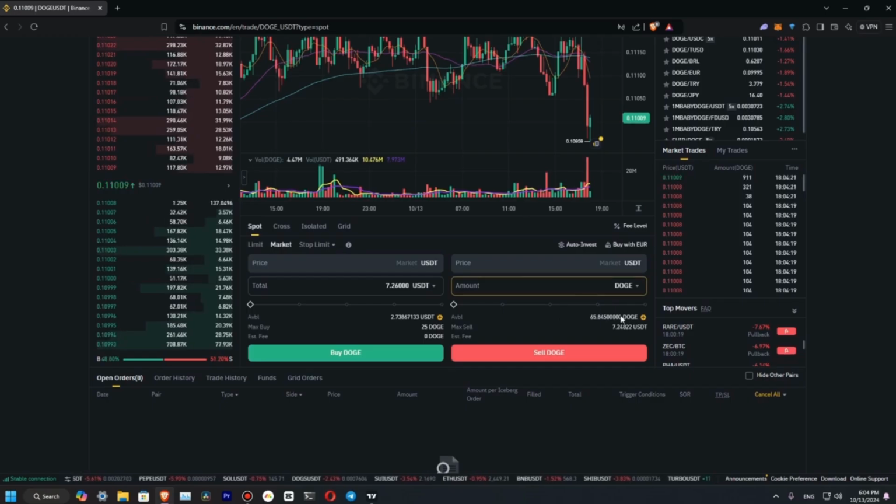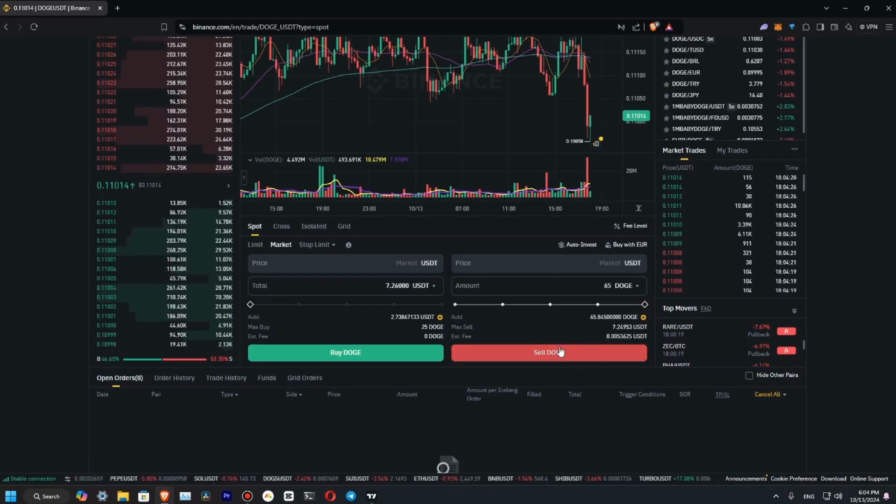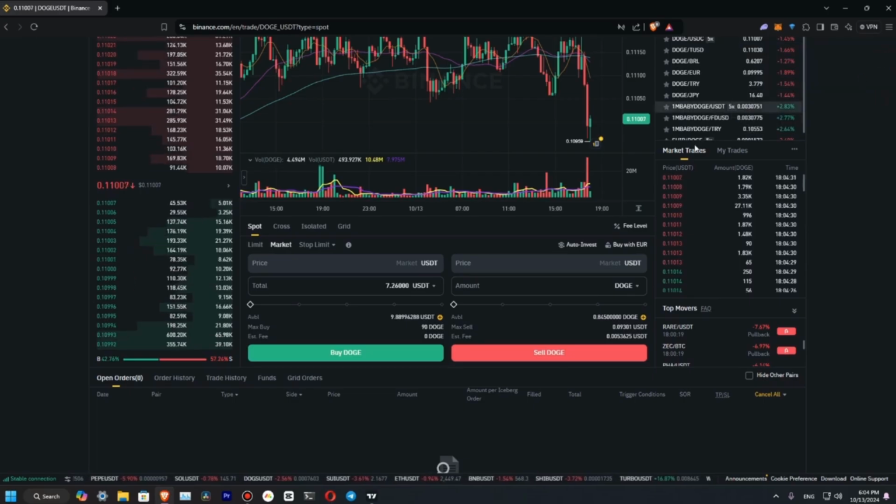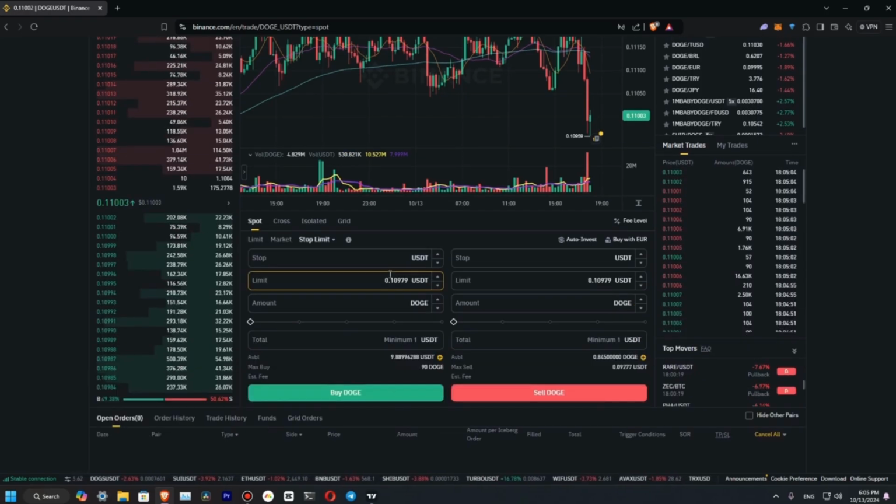You can see that our order is executed and we have 65 Doge on our balance. The same goes for sale. We can sell our Dogecoin instantly. Over here, select sell Doge, and we have successfully sold the Dogecoins that we've purchased recently. So this is a tool that allows you to sell instantly at the market rate. The only thing, you should be careful when the volatility is high, because with high volatility, bad things happen. So be safe.